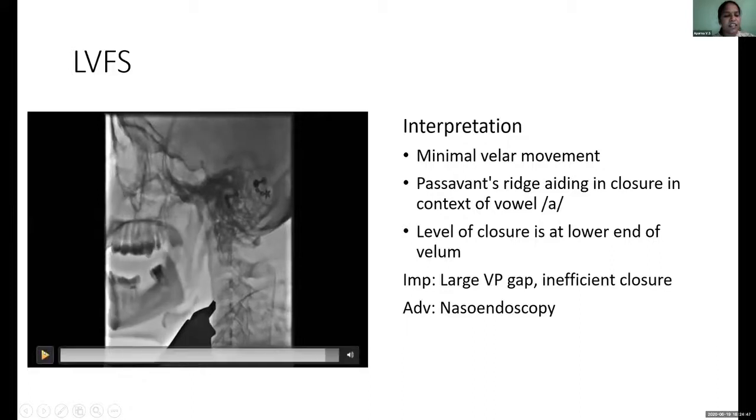Though there was no velar movement observed intraorally, on the lateral view video fluoroscopy we found that the velum is moving for certain vowels. It was only in the context of vowel A, for most of the sounds, and for the other sounds there was no movement present, and you could see a Passavant's ridge coming forward. Can we play that again?